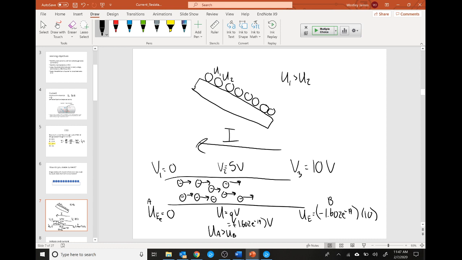Any questions on this? I want to give some space here because this is like the fundamental, how electricity flows. All right.